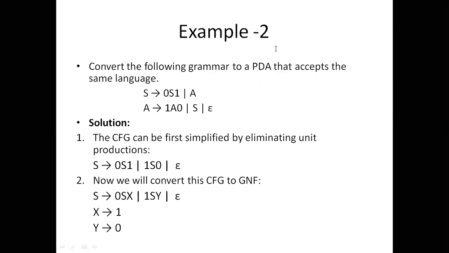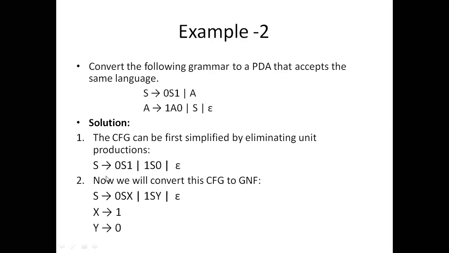Now, first we can see this unit production. S produces capital A is a unit production. So first we'll simplify this grammar by eliminating the unit production, and then we'll bring it to GNF form. How do we eliminate the unit production? We simply expand this A with all of the things mentioned in this particular production rule. So S produces 0S1, or it produces 1A0, or epsilon. So A will go off from here, and S produces 0S1, 1S0 and epsilon.